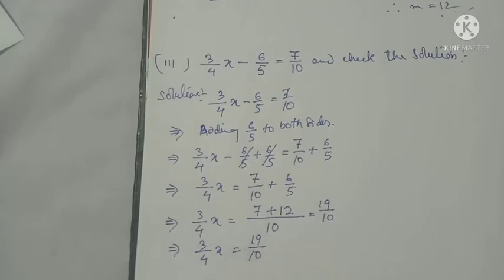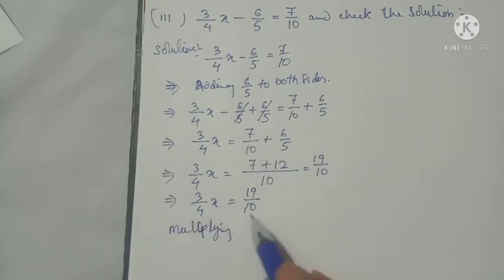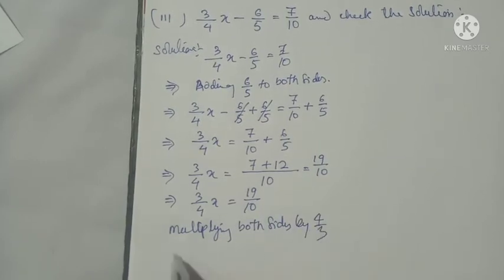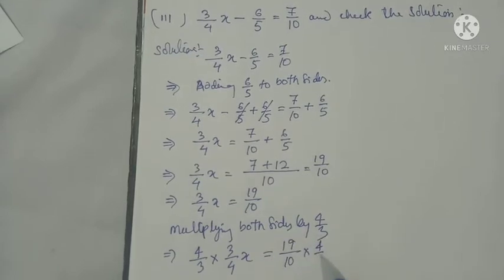Here again what we have to do is multiply the number, in this case, to eliminate the 3 by 4. So here, multiplying both sides by 4 by 3. Here comes 4 by 3 into 3 by 4 x is equal to 19 by 10 into 4 by 3.